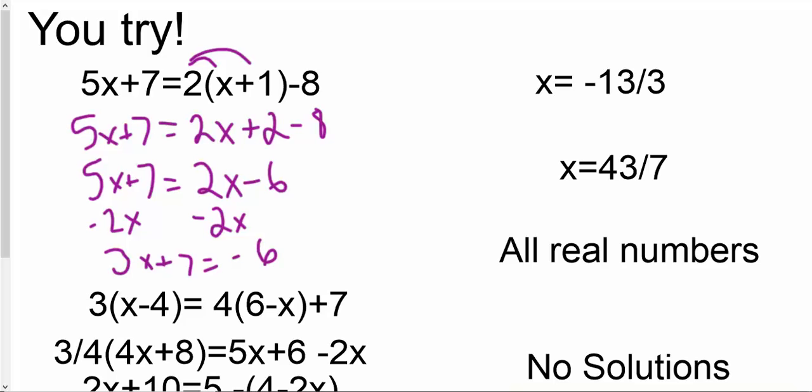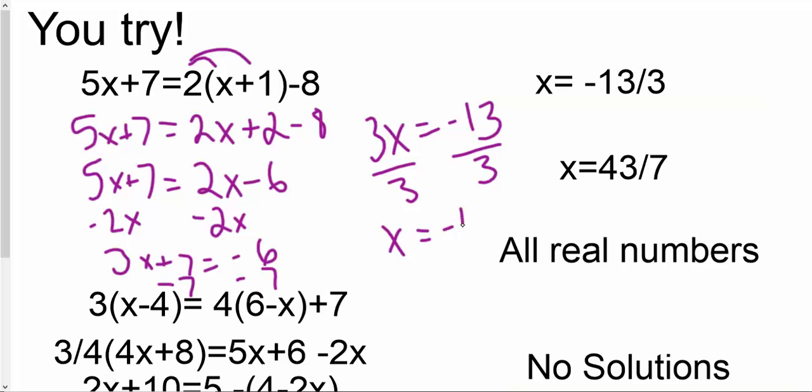So now my goal is to get rid of this addition by 7. So I'm going to do the opposite operation of addition. What's the opposite of addition? Subtraction. So I'm going to subtract 7 from both sides. So that gives me 3x equals negative 13. And now we have 3 times x. So to undo multiplication by 3, we're going to divide by 3 because division and multiplication are the opposite operations. 3 over 3 times x gives me 1x, and x equals negative 13 over 3.